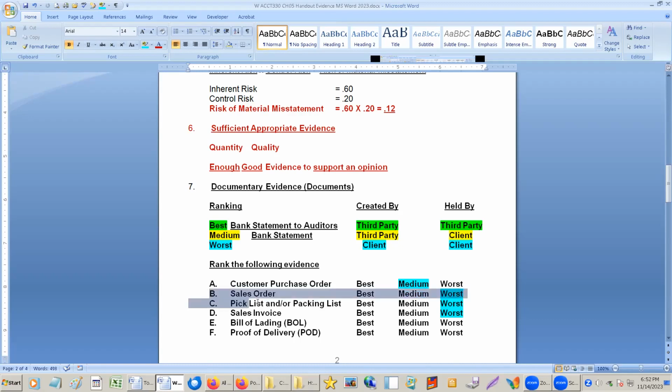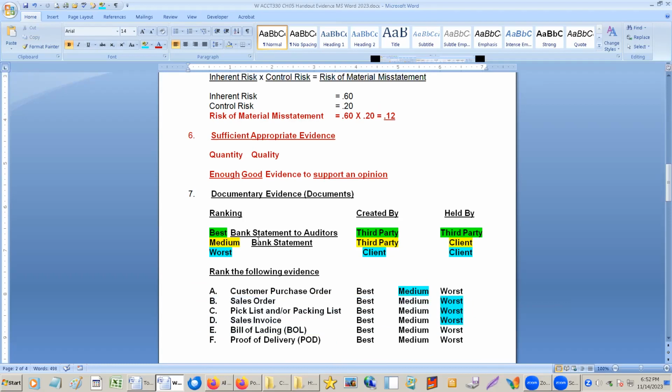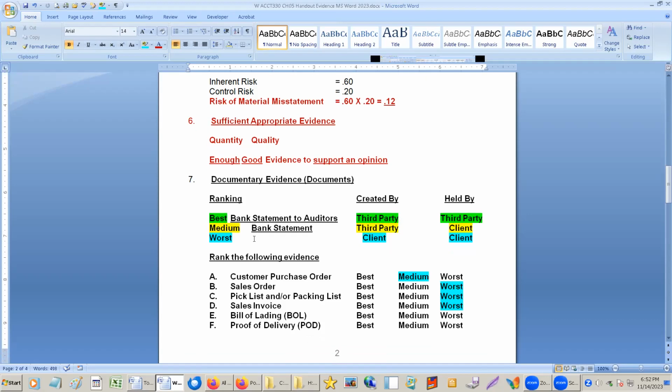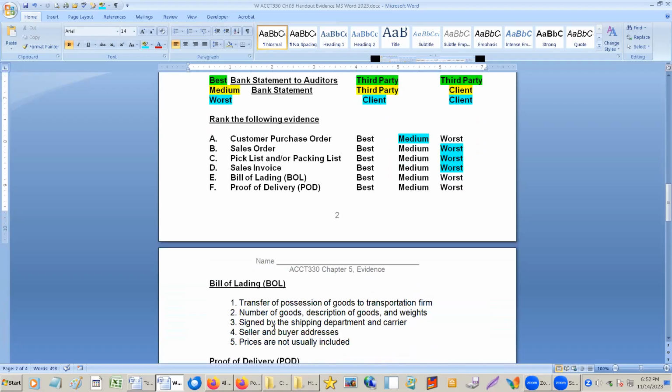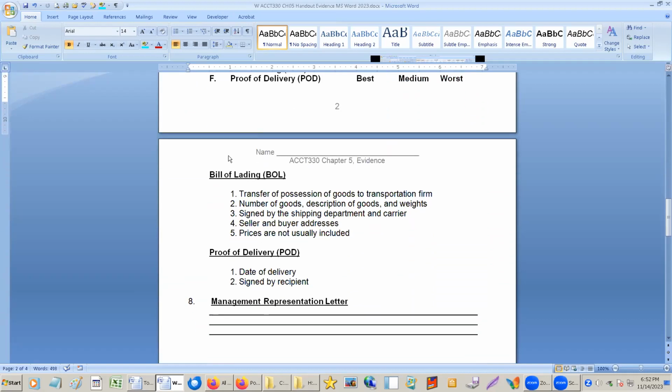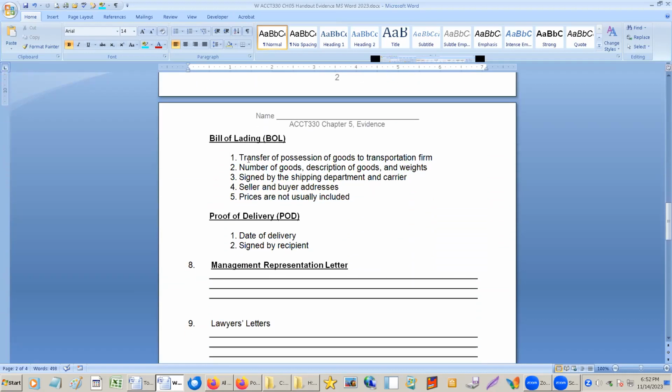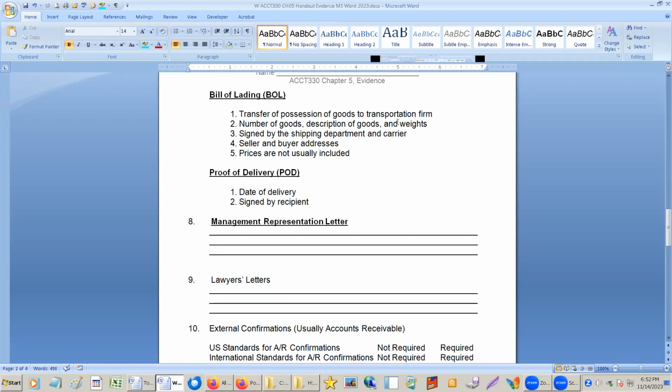So you have to be careful when you see a document that by all appearances looks very official: invoice, sales order, all that kind of stuff. You have to think about this ranking. Who made it and who holds it is very important. Now, bill of lading and proof of delivery. We haven't talked about those, but hey, look at that right underneath there. Bill of lading, proof of delivery.